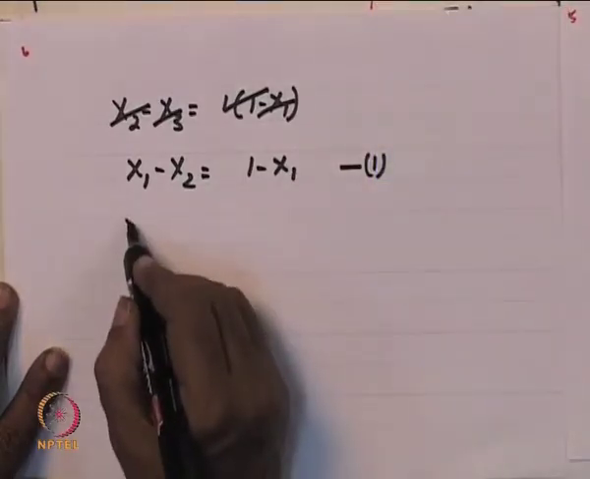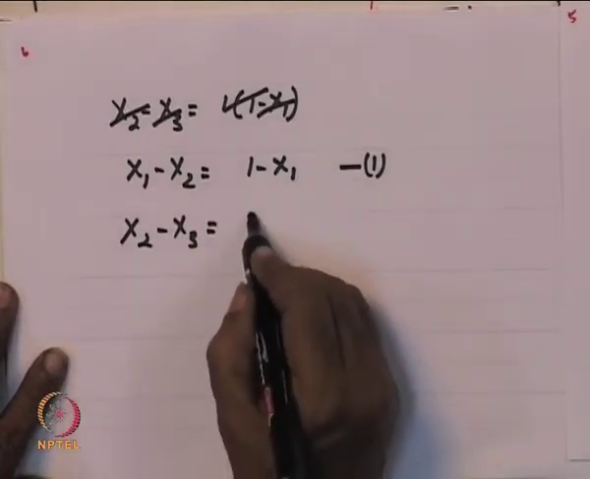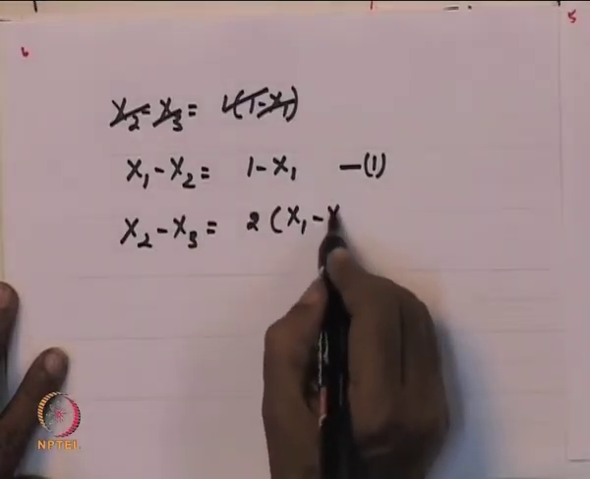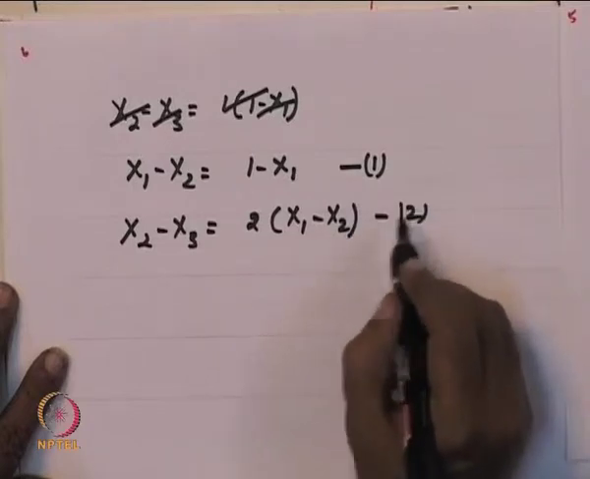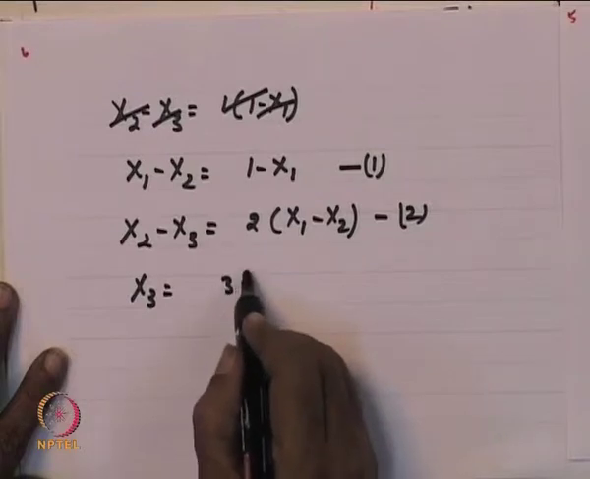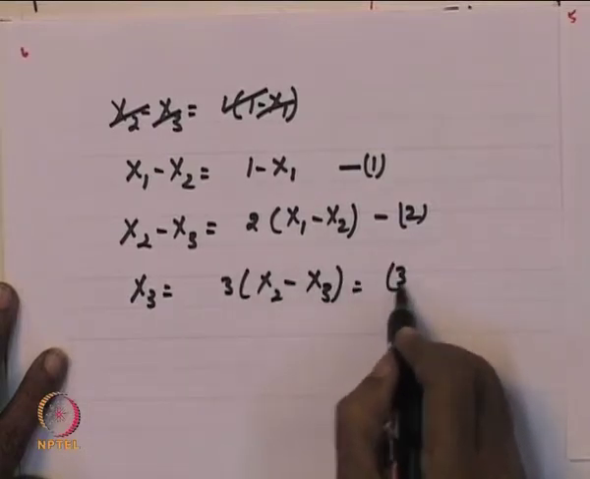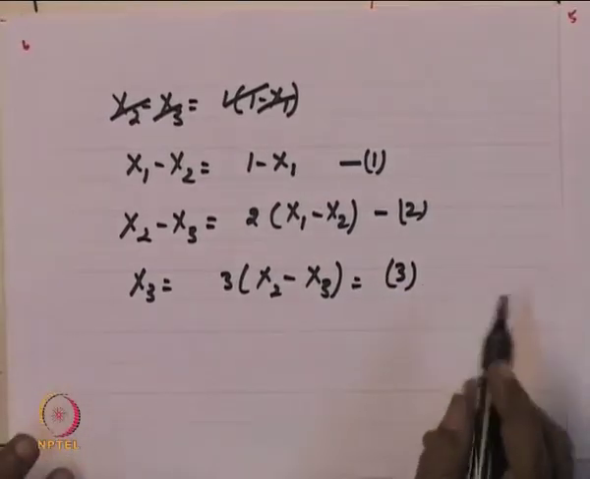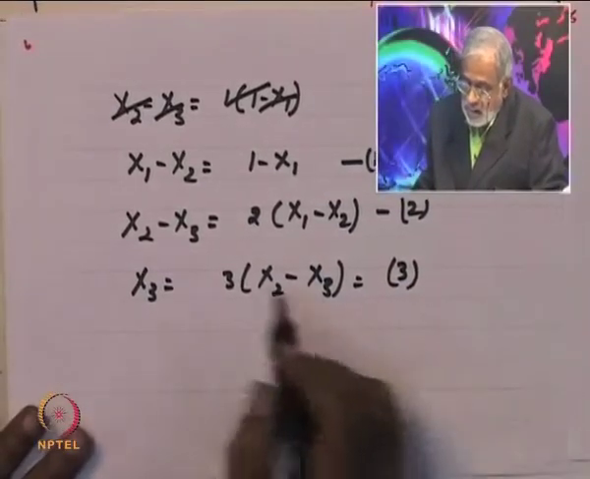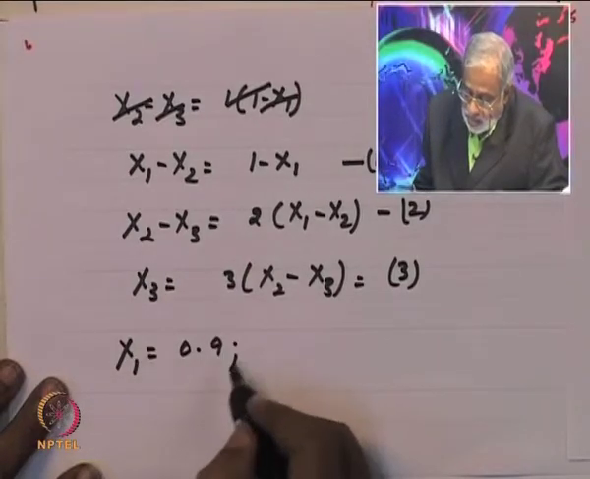Then you have x2 minus x3 equal to 2 times x1 minus x2, that is another equation. Third equation is x3 equal to 3 times x2 minus x3. So, we have to solve these three equations. It is fairly elementary to solve. You will find x1 equal to 0.9.